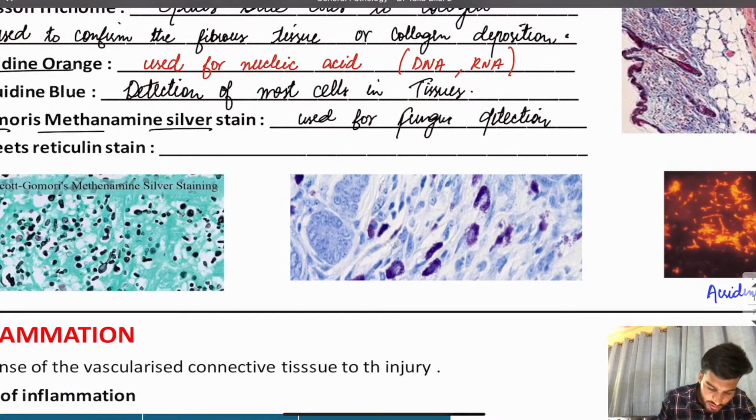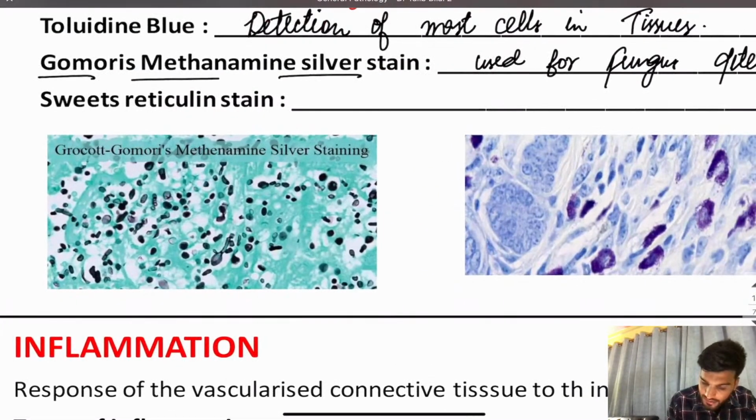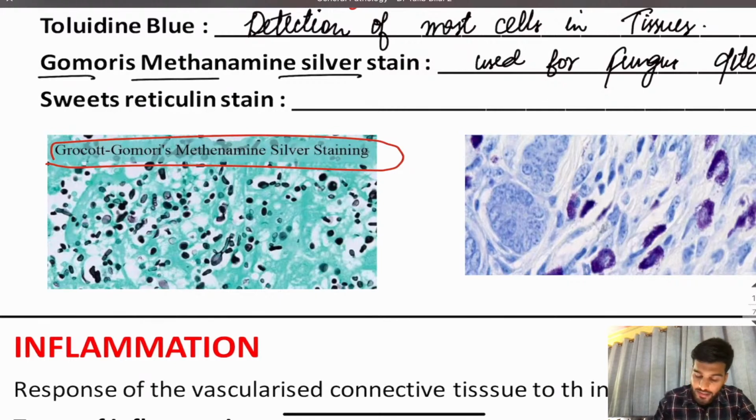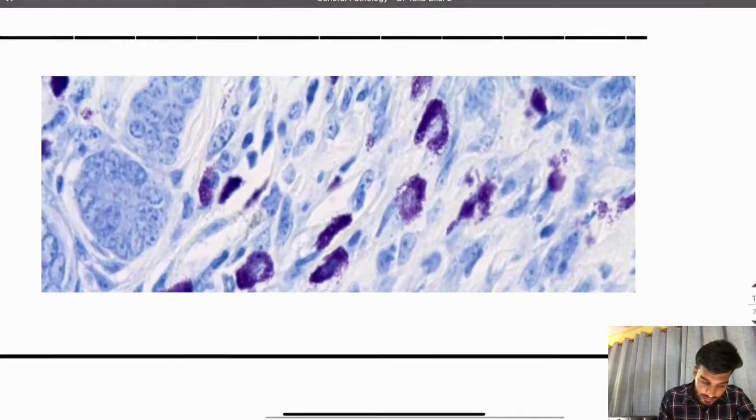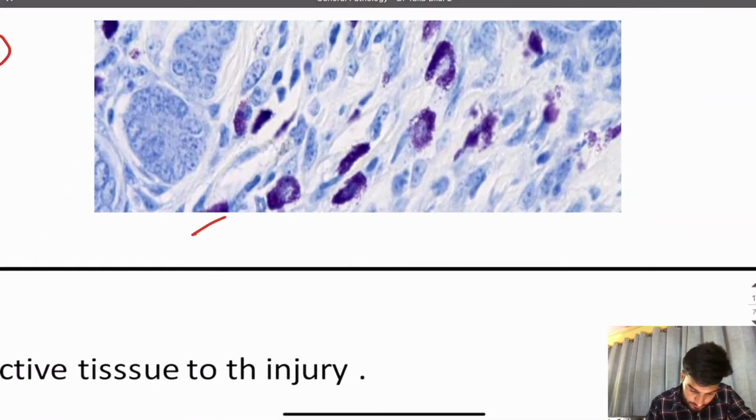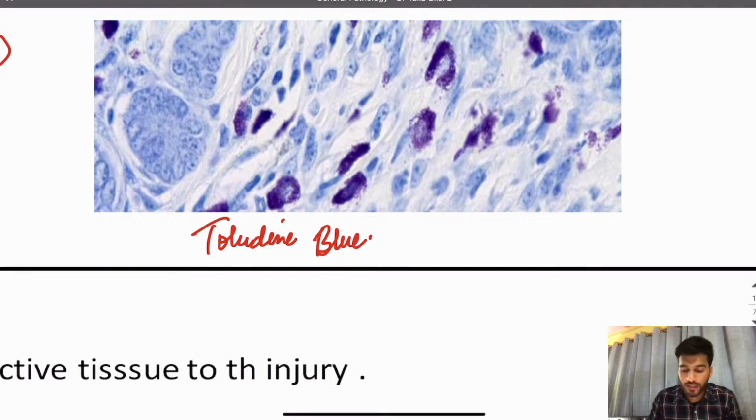Okay, then last one, guys, the sweet reticulin stain. This is a Gomori methenamine silver stain. It's written in there already: Pneumocystis jirovecii, CD4 count less than 200. And this one is toluidine blue. This toluidine blue was used for the detection of mast cells.